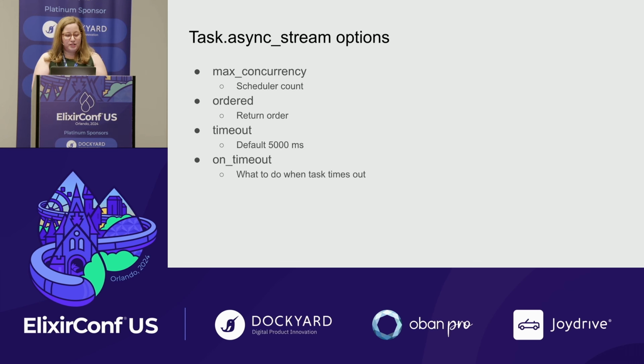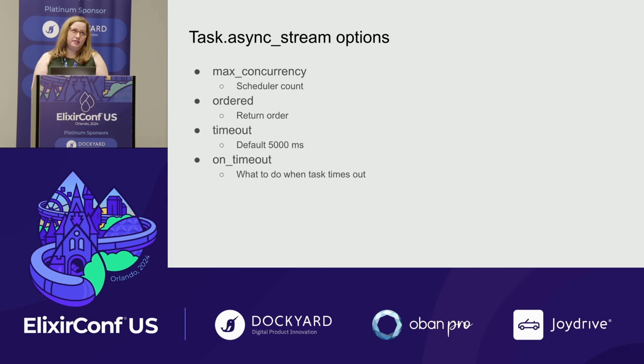Let's do some options. So this is where it gets a little bit fun. Your max concurrency you can set as your scheduler count. So you can know the default of your scheduler count, like if you're on your own IEx session for your own computer, you can do System.schedulers_online. That'll give you the number of cores that you have, and that's your max concurrency. So you can change that.